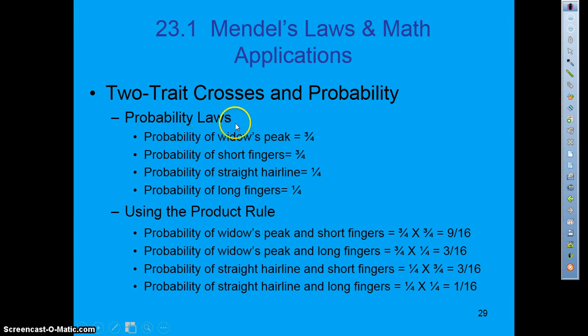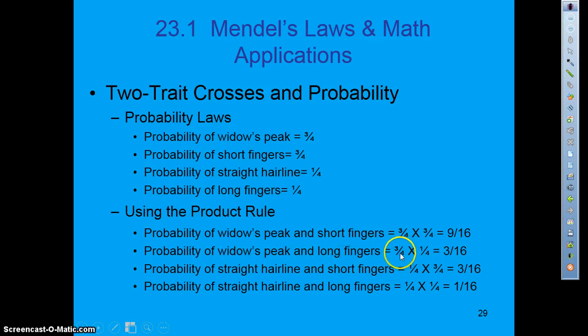All right, so the two-trait crosses and probability laws. Probability of a widow's peak is 3/4, short fingers 3/4, straight hairline 1/4, long fingers 1/4. They're taking you through the math to see where the 9-to-3-to-3-to-1 comes from. So the probability of a widow's peak and short fingers: the probability of a widow's peak is 3/4 times short fingers, which is 3/4. So your probability is 9 out of 16.